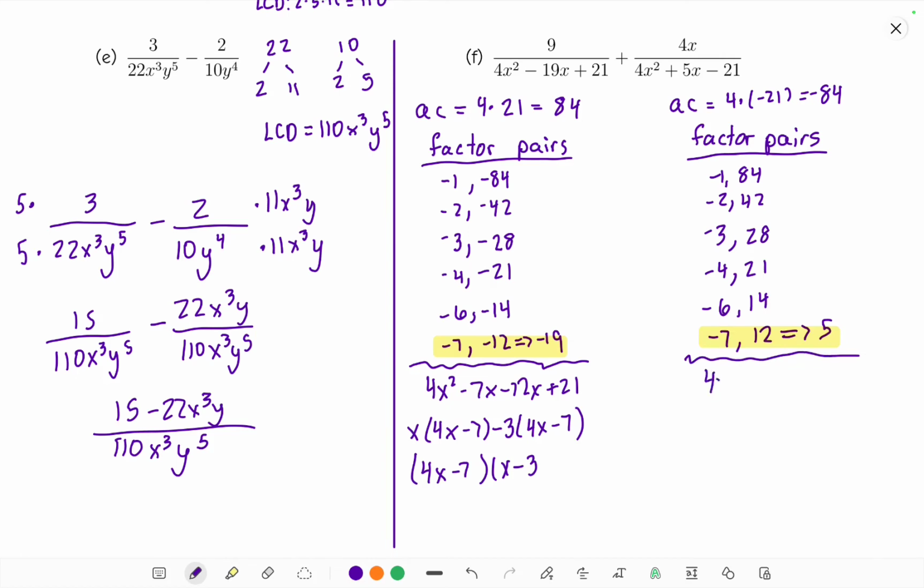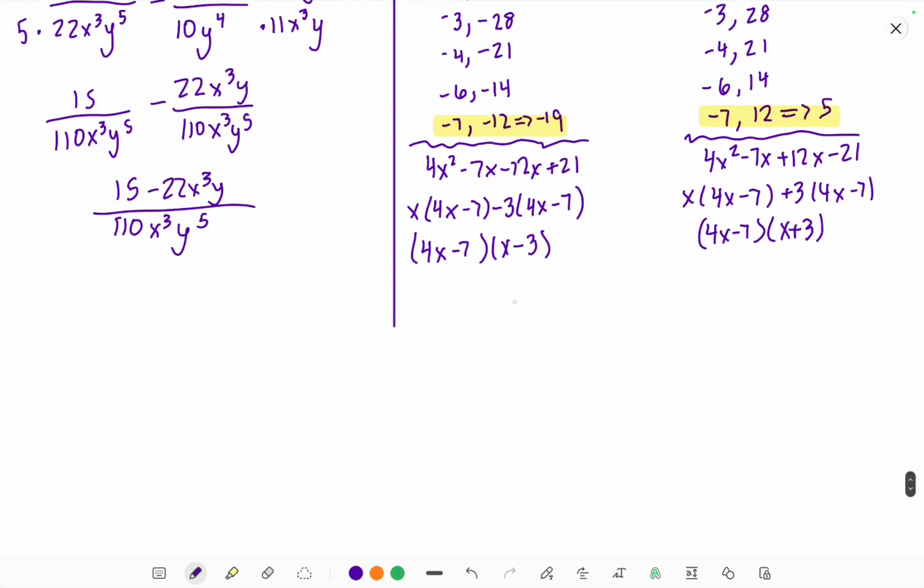So then we get 4x squared minus 7x plus 12x minus 21. We can take an x out, so then we get x times (4x minus 7). Take a 3 out, get 3 times (4x minus 7). Then we get (4x minus 7) times (x plus 3). So that's what our two denominators factor into.